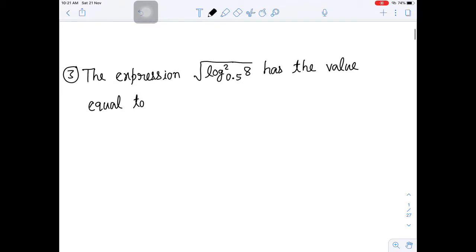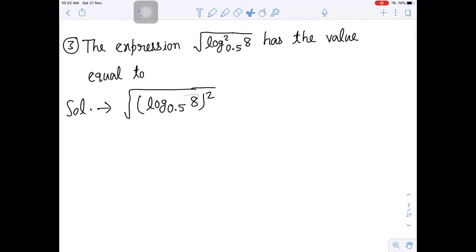Okay, then question number 3. The expression (log 8 base 0.5)² has the value, and square root of that equal to. So first of all, we can write this as the square root of (log 8 base 0.5)². Now log 8 base 0.5 can be written as, so 0.5 is like 1 by 2, or we can write 2 power minus 1.